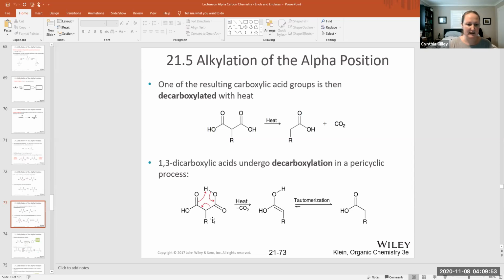Notice that it's a pericyclic reaction. We have electrons flowing in a ring-like formation, and we are cleaving this carbon-carbon bond to lose carbon dioxide. The intermediate that's formed is an enol. And as we know, enols under either acid or base catalyzed conditions will tautomerize to the keto form, which is the more favored form between the two constitutional isomers.